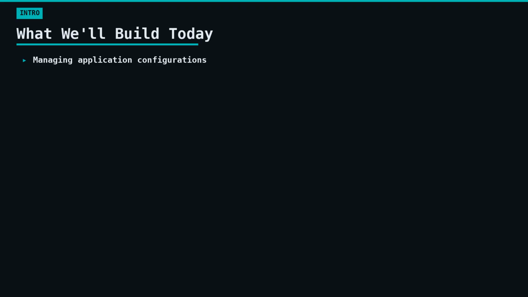We'll build a system to manage config maps and secrets, and explain why it's crucial for scalable and secure applications. By the end of this tutorial, you'll understand how to use config maps and secrets to manage your application configurations. You'll learn how to create, update, and use them in your Kubernetes deployments.